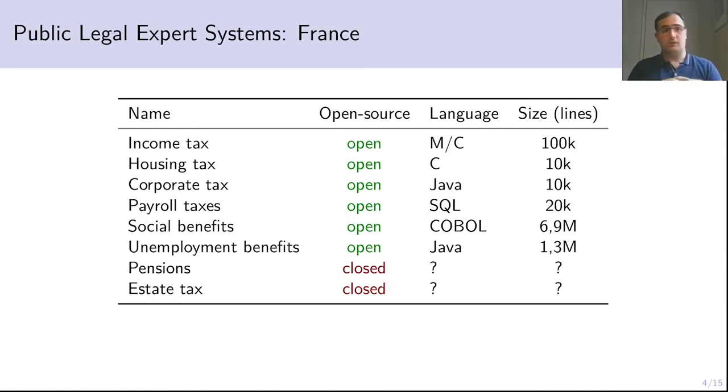As you have seen in the previous example, turning law into code is a difficult task, and it is a task that is done regularly by employees of large organizations in the public and private sectors all across the world. For instance, in France, in the public sector, all of those algorithms are in production and they compute various taxes and social benefits. They are coded in diverse languages, which can be very old, like COBOL, and their size is very respectable. We're talking about dozens or hundreds of thousands or even millions of lines of code.